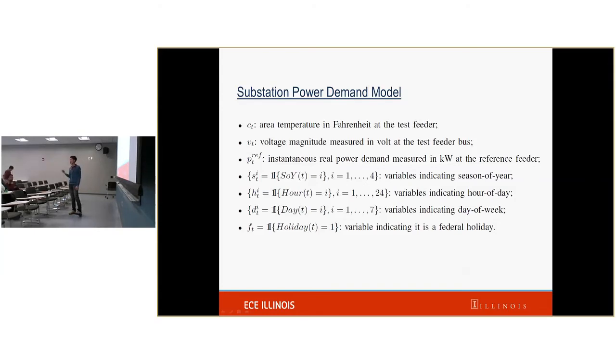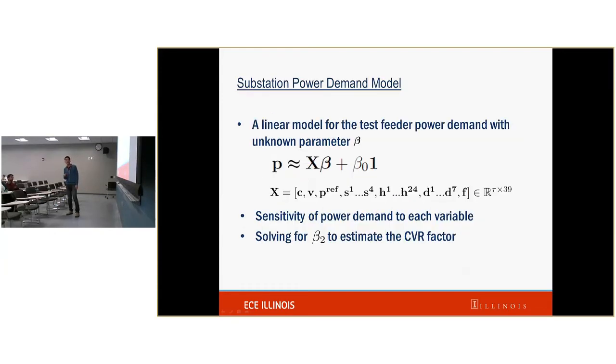Reference feeder power as an input variable. Then I have a season of the year, so winter, spring, summer, and fall, and the hour of the day is 24 hours, and then a day of the week, Monday to Sunday, and lastly a holiday. So basically, this P stands for the power demand at the test feeder. And this X is basically the matrix with all the variables. So we have 39 variables, including temperature, voltage, power at the test feeder, the reference feeder power, and the season, hour, day, and the holiday.